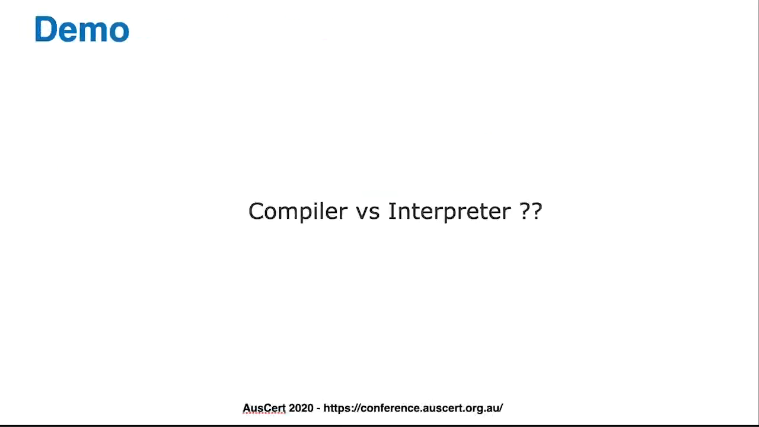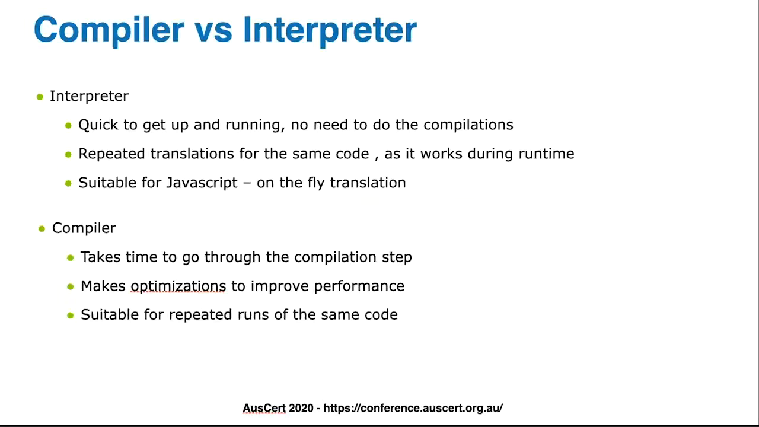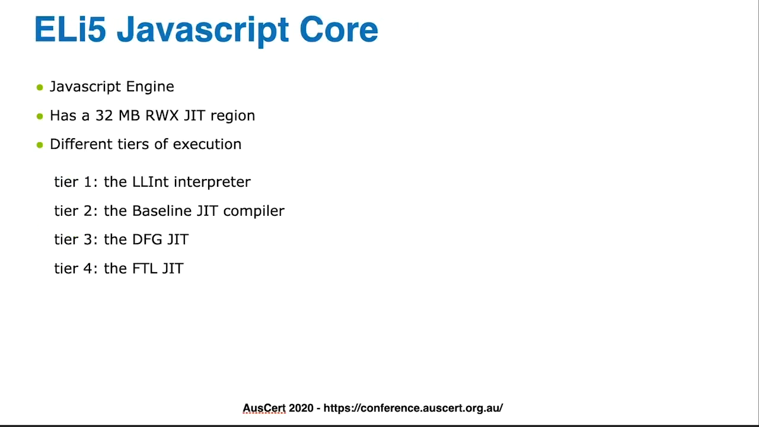Okay, now let's discuss what a compiler versus an interpreter is. An interpreter is quick to get up and running, since we don't need to do any compilation. However, if you have code which is repeated several times, you still need to interpret it every time, and that will cause some kind of delay. It's suitable for JavaScript since it provides on-the-fly translation, whereas a compiler takes time initially to go through the compilation. During the compilation, it makes certain optimizations to improve the performance, and this is suitable for repeated runs of the same code.